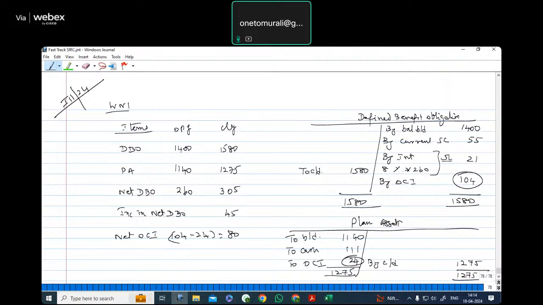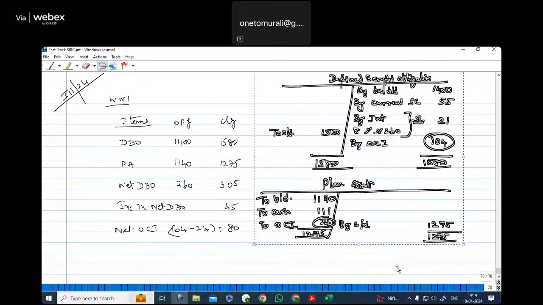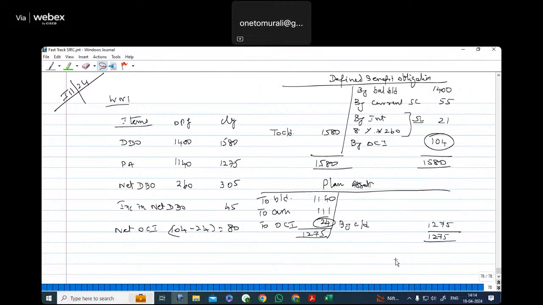The question what they asked is how much it will be affecting profit and loss account and OCI. So we can run through this with the help of a journal entry. So now let us just try find out as what journal entry that we would be passing for this.